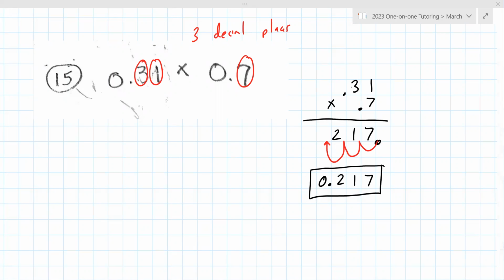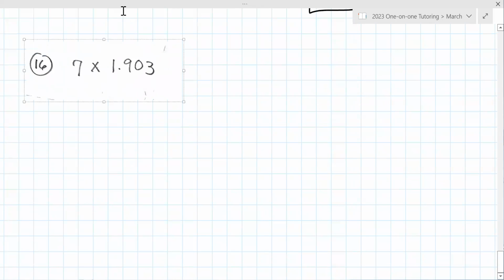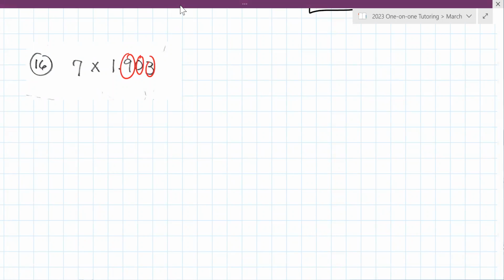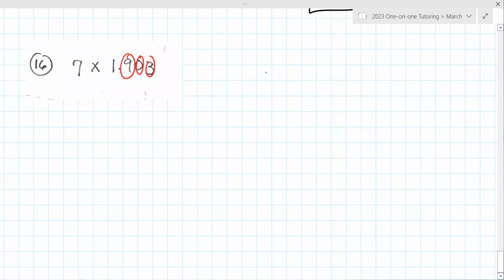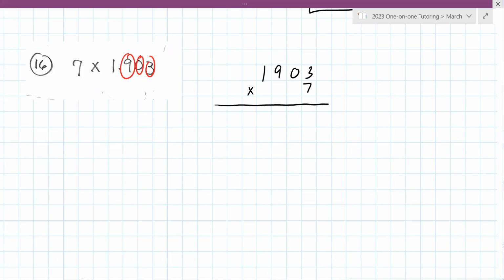A way you can do it is just ignore the decimal and then add it in at the end. That is an option. The way I would do it if we were in the classroom, I would actually show it, and we'll do that for 16 here. I would have you first count the number of decimals, and you would say, all right, that's 1, 2, 3. Then I would have you write 1903 times 7, multiply that, and then we'll move the decimal 3 times. So go ahead and multiply that. Let me know if you have any questions.